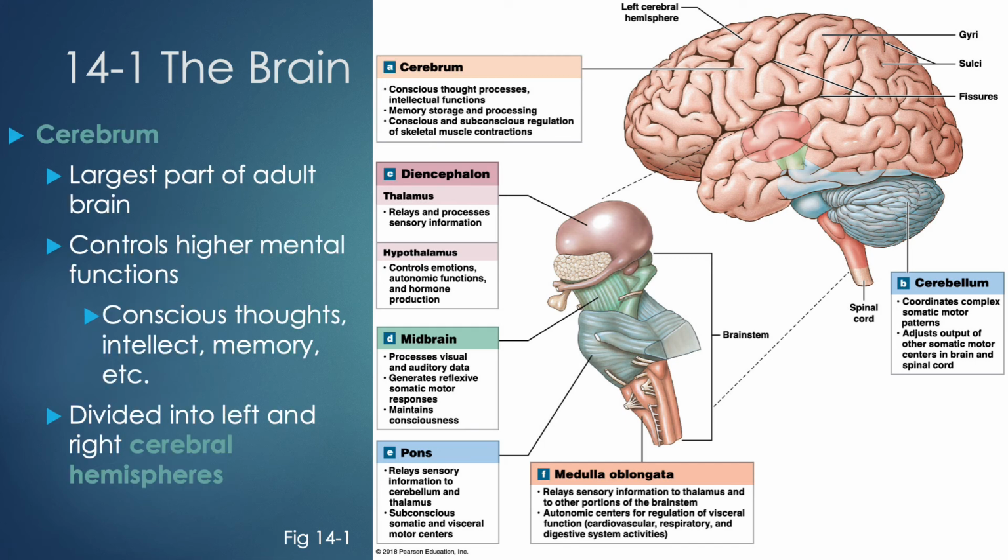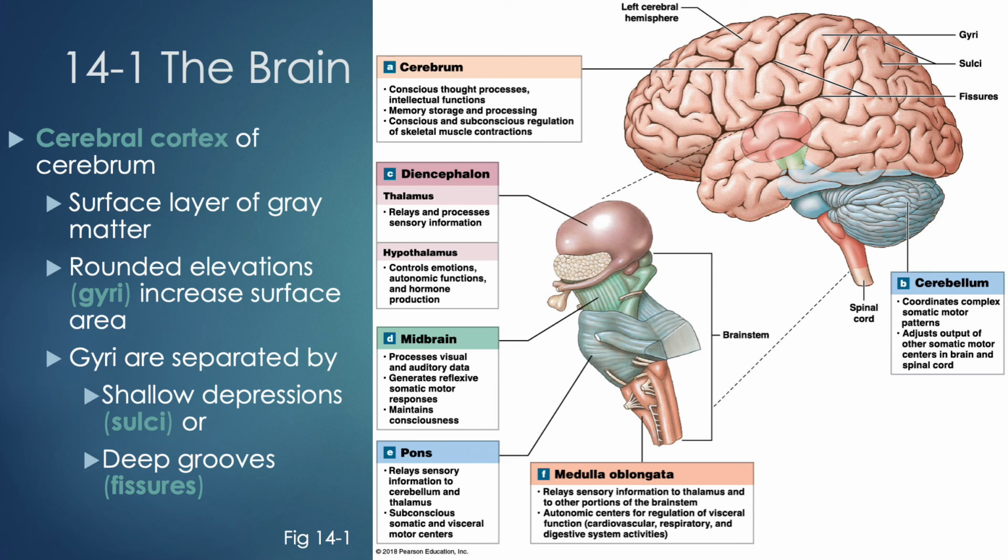The cerebrum is the largest part of our adult brain, and it is what we think of when we imagine in our minds what the brain looks like. The cerebrum is responsible for controlling all of our higher mental functions, and this includes things like our conscious thoughts, our problem solving, our intellect, our memory. All of these things are controlled by our cerebrum. So the first breakdown of our brain is dividing the cerebrum into left and right cerebral hemispheres.